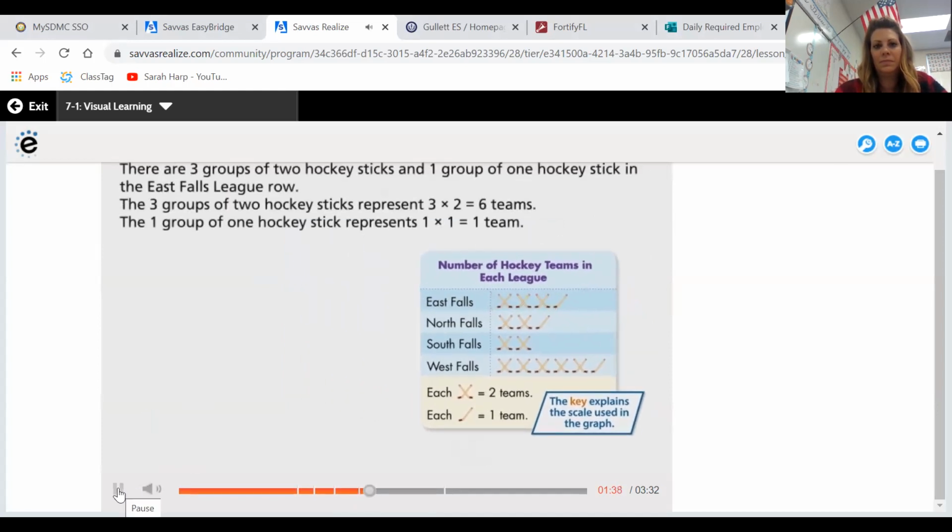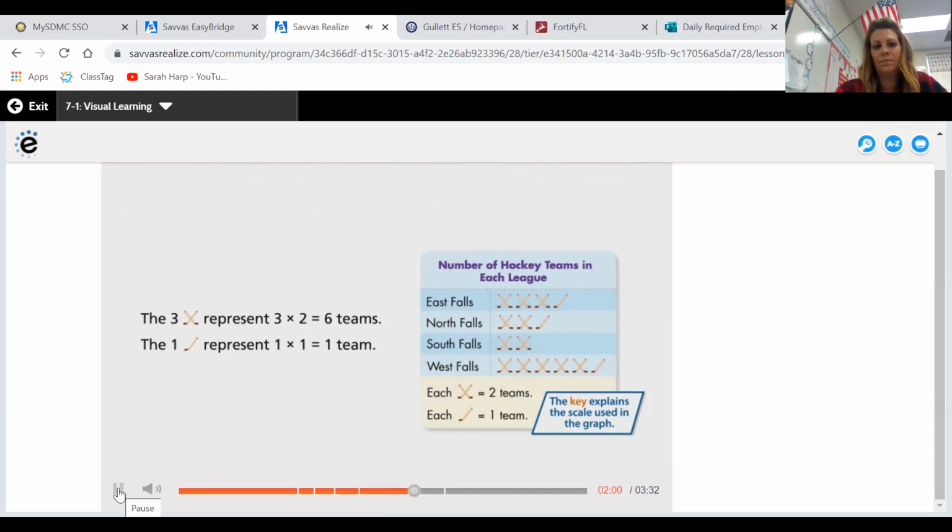There are three groups of two hockey sticks and one group of one hockey stick in the East Falls League row. The three groups of two hockey sticks represent 3 times 2 equals 6 teams. The one group of one hockey stick represents 1 times 1 equals 1 team. 6 teams plus 1 team equals 7 teams. There are 7 teams in the East Falls League.